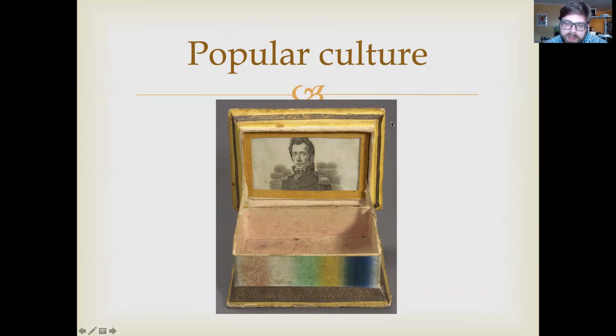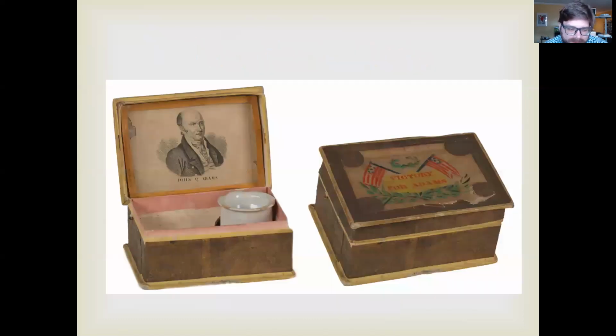So here's a jewelry box with a likeness of Andrew Jackson as a younger man on it. The Adams campaign does the same, although theirs are less successful. A tea set with John Adams, for example. John Quincy Adams.